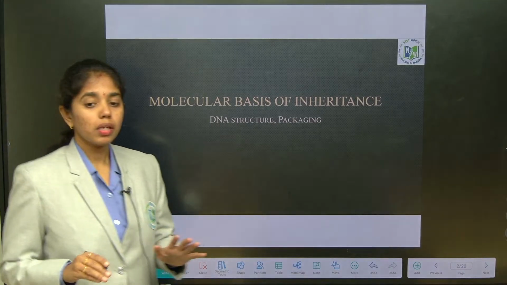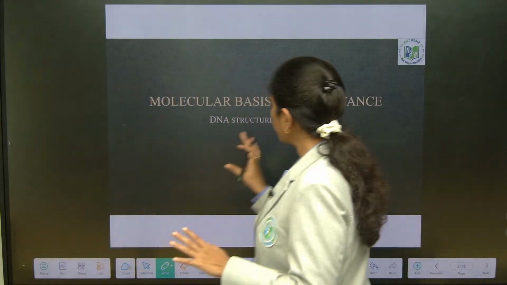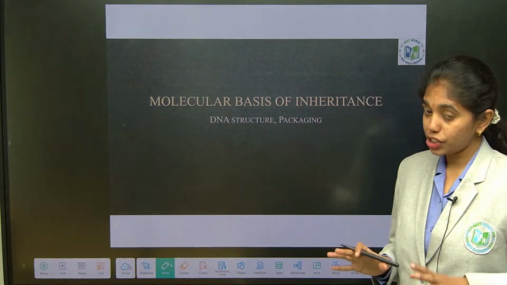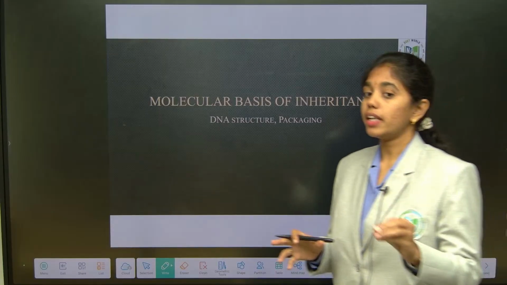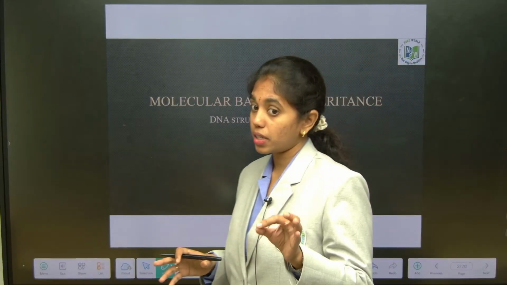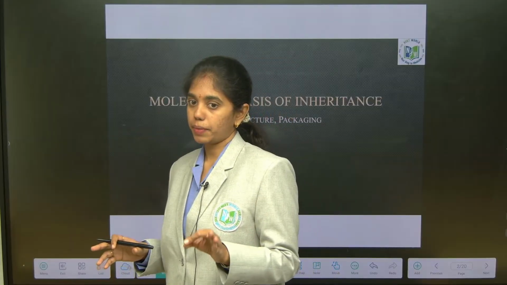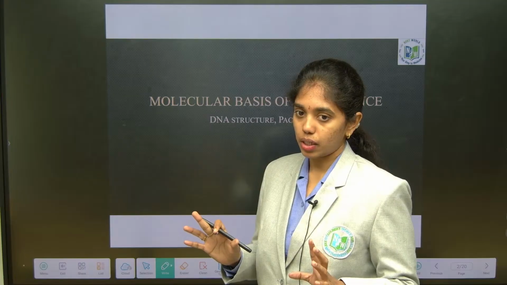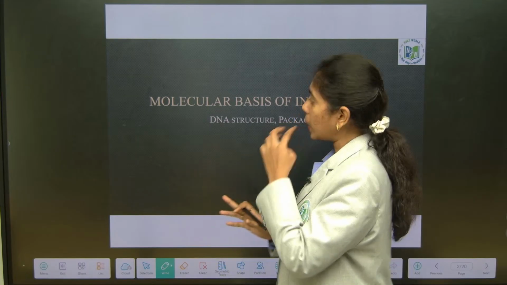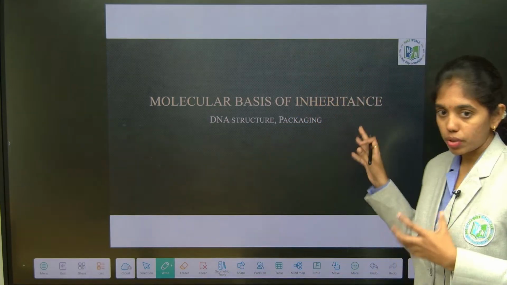Very good evening. Here we are going to start the major chapter, molecular basis of inheritance, where you will definitely get approximately 3 to 5 questions in your final NEET exam. It is important, and it is in connection with principles of inheritance and variation. What are the contents that you have to cover from this chapter?